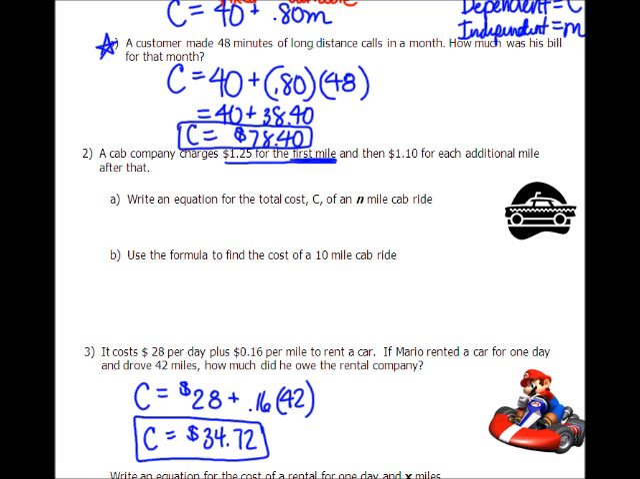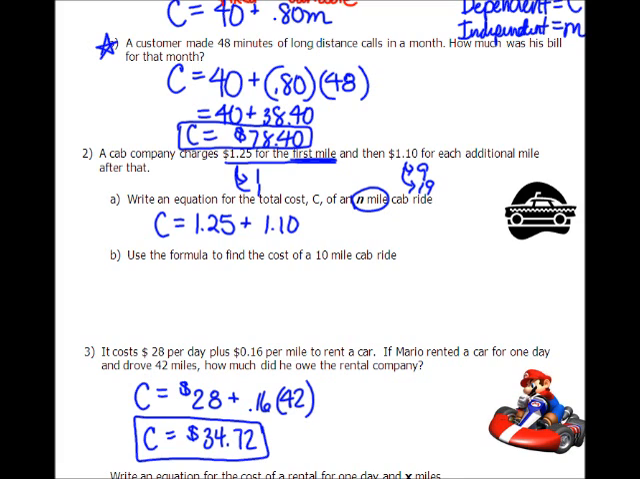So the first mile is $1.25 and $1.10 for each additional mile. So if you go 10 miles, you're paying $1.10 for 9 of those miles and $1.25 for 1 mile, right? If I go 20 miles, I'm paying 19 times $1.10 and 1 times $1.25. All right? So what we're going to do here is say I want the equation cost to be $1.25 plus $1.10, but am I going to make the $1.10 times n?